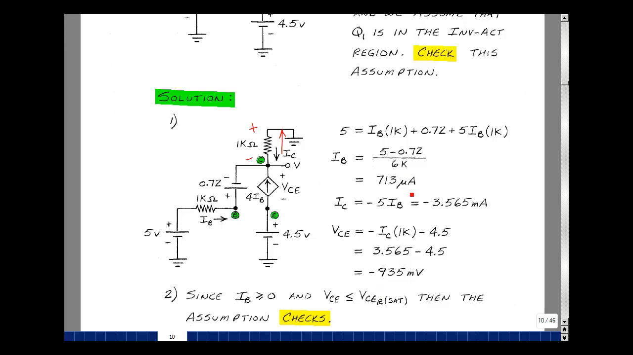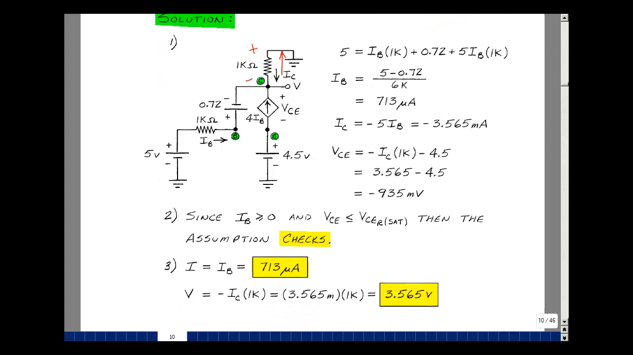The base current is greater than or equal to 0, and the collector emitter voltage is less than or equal to V sub CER sat. The assumption checks. We can now proceed and solve the rest of the problem.